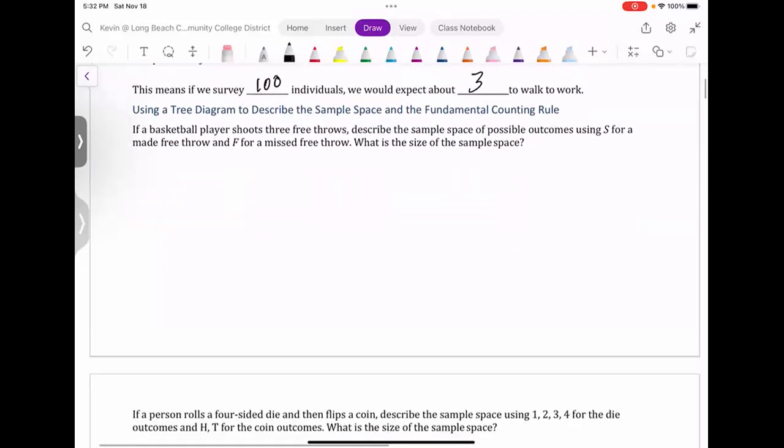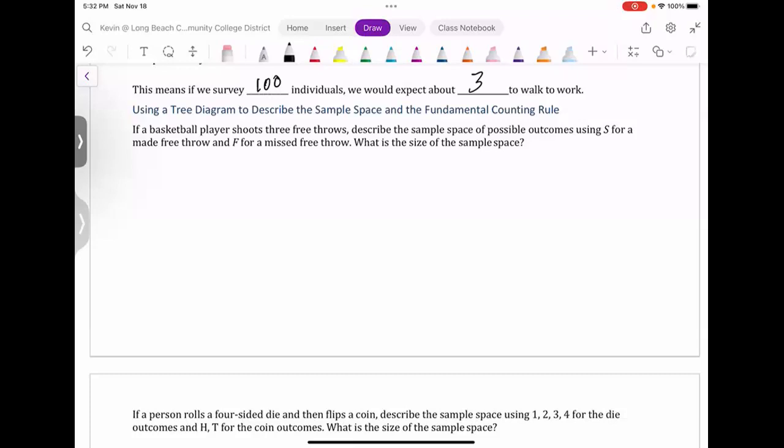All right. And we're going to learn about a tree diagram, using a tree diagram to describe the sample space and fundamental counting rule. If a basketball player shoots 3 free throws, describe the sample space of possible outcomes using S for a made free throw and F for a missed free throw, meaning S is success, F is a failure. And then what is the size of the sample space?